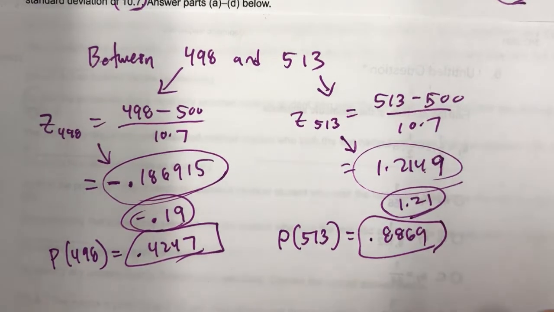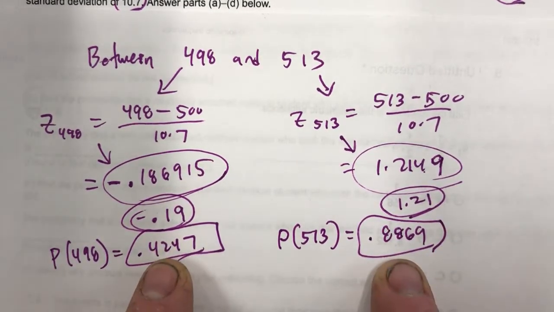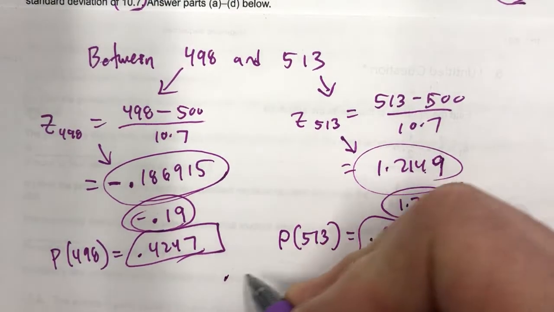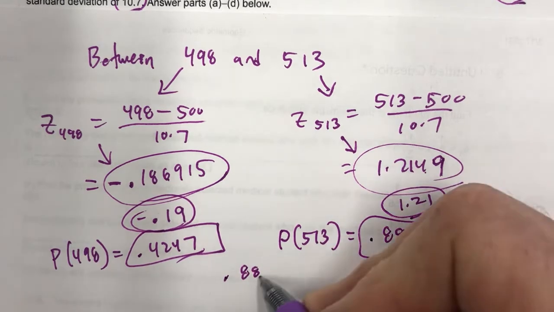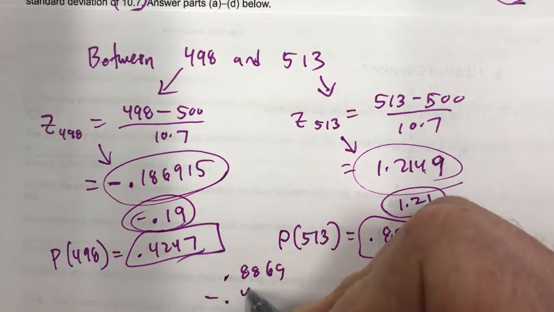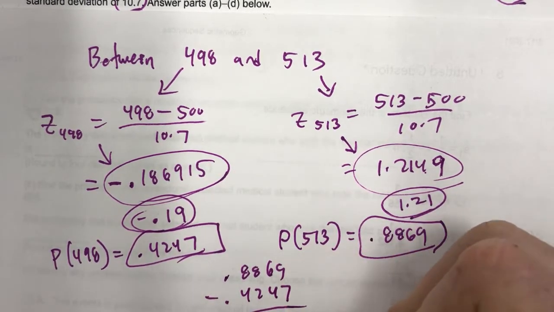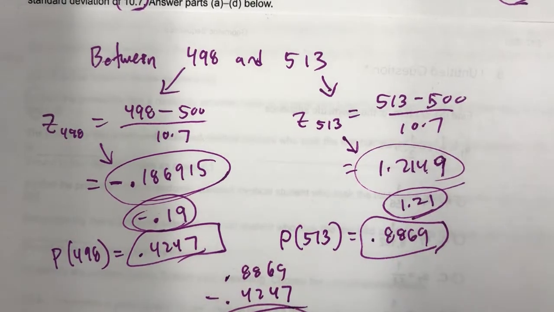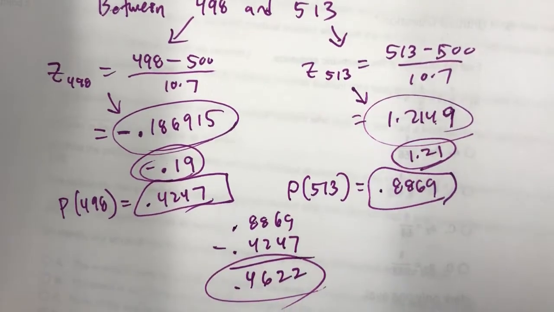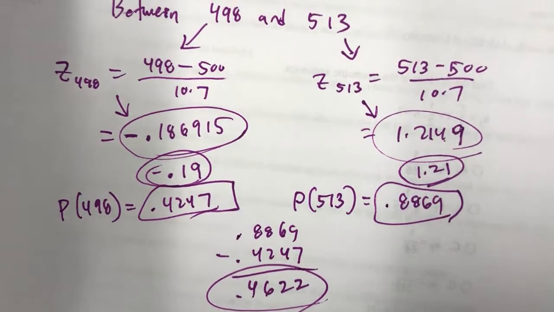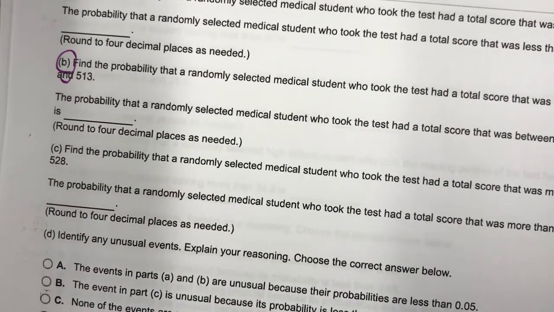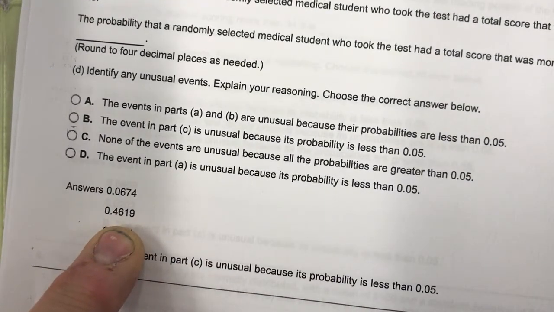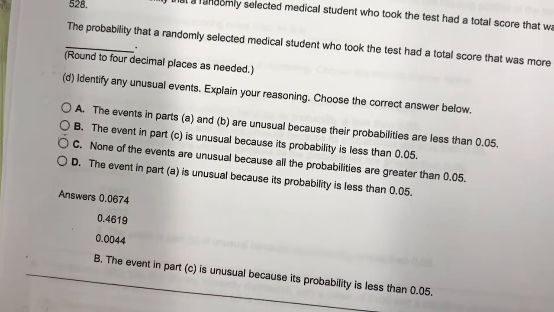All right, well, what's the probability that's between those two? Well, I subtract these. So I'm just going to do 0.8869 subtract 0.4247. This is 4622. Okay, I'm not keeping it in the screen very good, am I? So you can see we're right there on it, 4619, 4622 is pretty close.